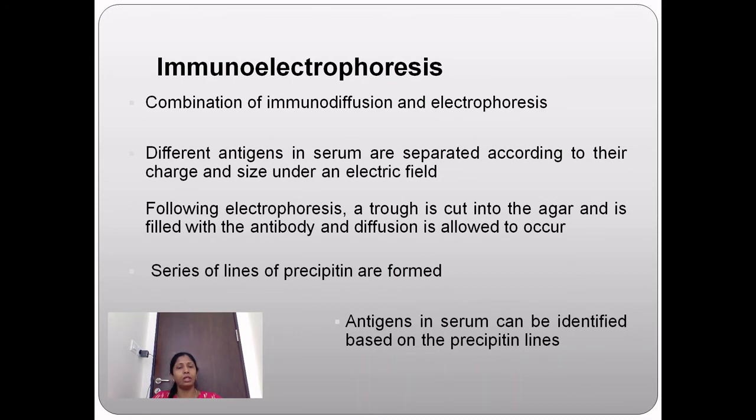an electric field. Now, following electrophoresis, a trough is cut into the agar gel and the separated antigens in the sample are allowed to interact with the antibody that is loaded into this trough. The interaction here is then allowed only by diffusion and not under the influence of an electric field. Overnight incubation for diffusion allows a series of precipitin lines to be formed, and the antigens in the serum or the protein sample loaded in the wells can be identified based on these precipitin lines.